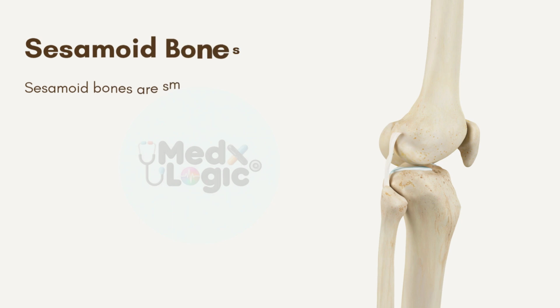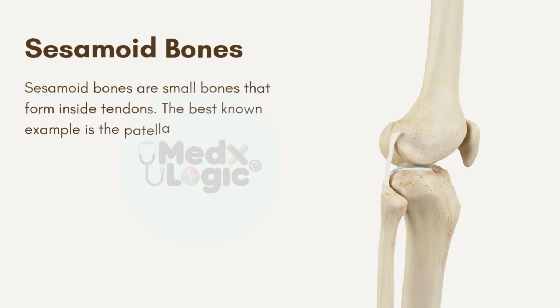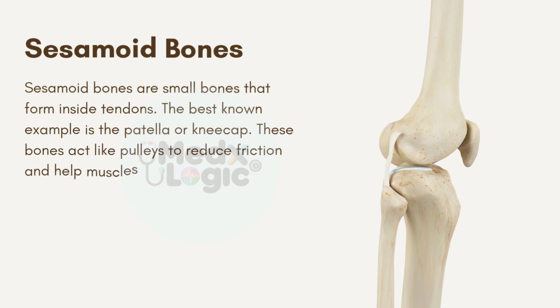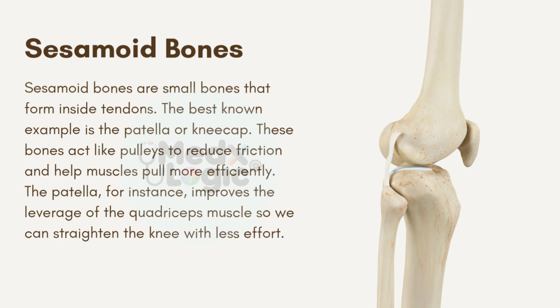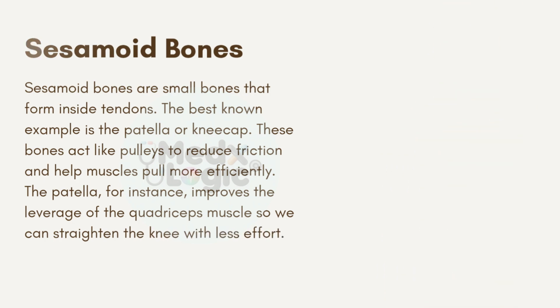Some people also include sesamoid bones as an additional category. Sesamoid bones are small bones that form inside tendons. The most common example is the patella, or kneecap. They act like pulleys to reduce friction and help muscles work more efficiently. The patella improves the leverage of the quadriceps muscle, making it easier to straighten the knee.